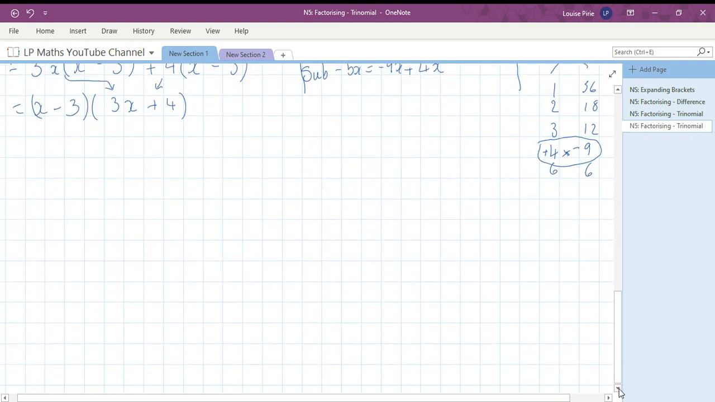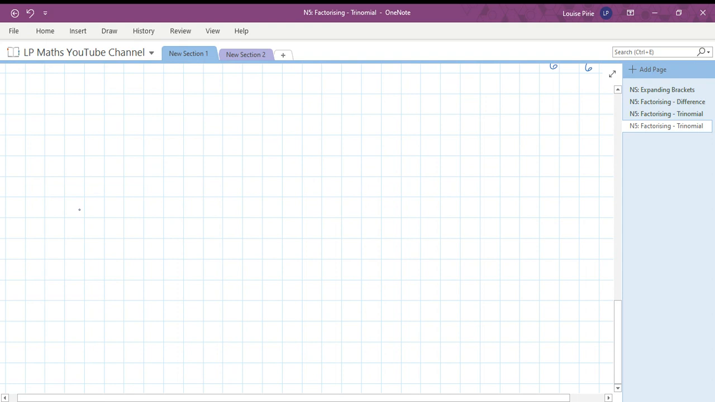I have one more for us to do today, and that is 2x squared minus 7x plus 13. It's not plus 13, it's plus 3, sorry, apologies. So what I'm going to do is exactly what I've done before. You see the process will not change. A is equal to plus 2, B is equal to minus 7, and C is equal to plus 3. We're going to do our AC table.